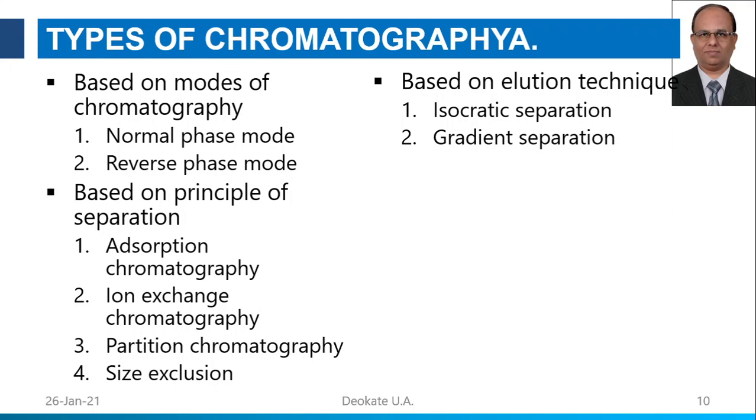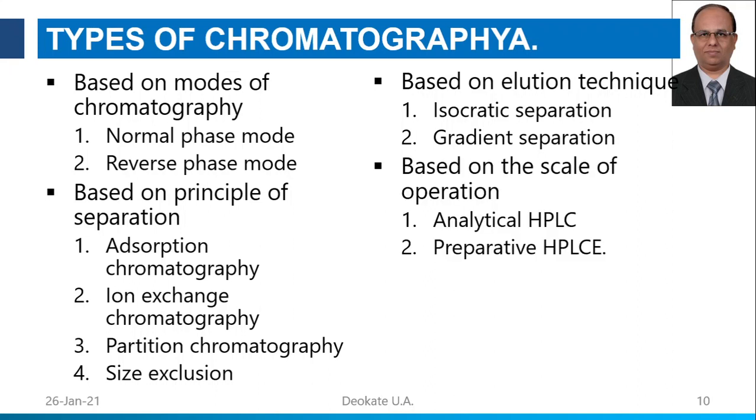Another technique is based on elution. As all of you know, in column chromatography we have learned two topics, isocratic separation and gradient separation. In isocratic separation, the composition of your mobile phase remains constant throughout the process of elution. But in gradient separation, the composition of your mobile phase varies, giving you a better separation. That is based on the elution technique.